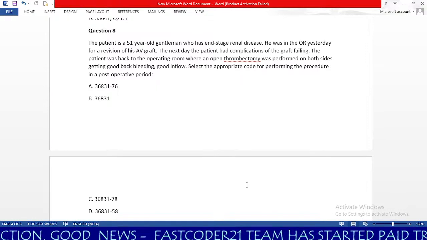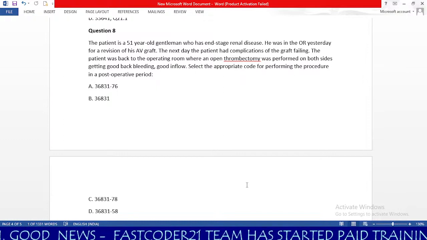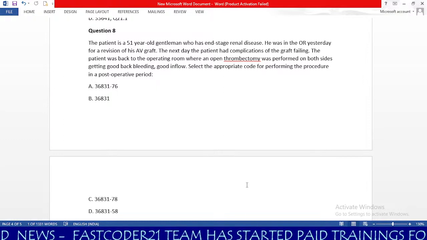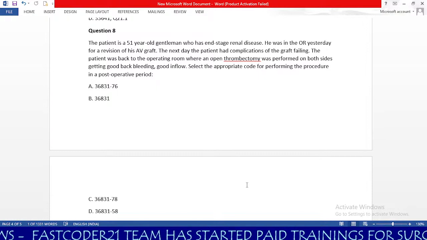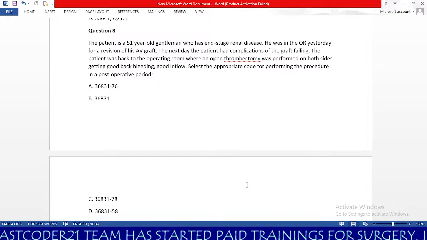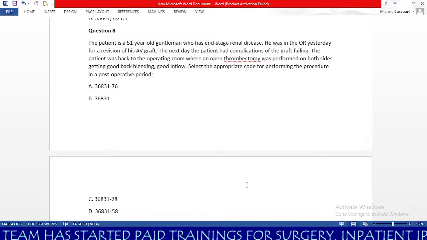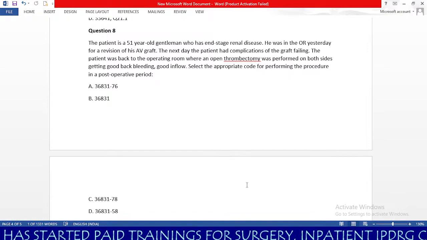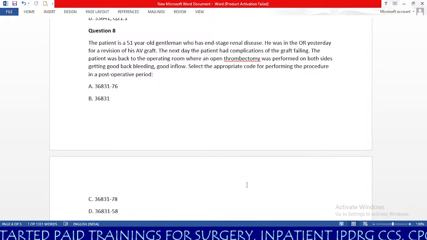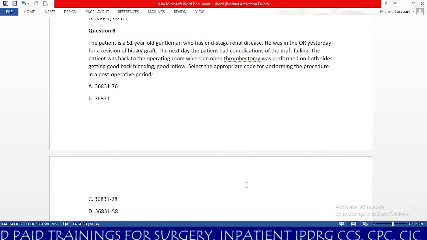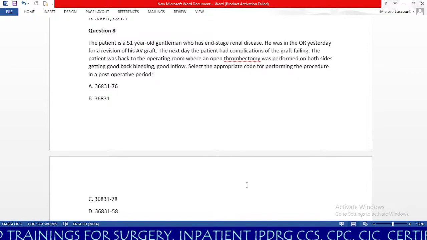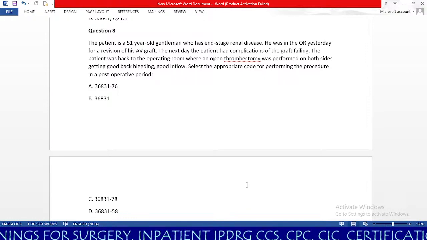The patient is a 51-year-old gentleman who has had end-stage renal disease. He was in the OR yesterday for a revision of his AV graft. The next day the patient has complications of the graft failing. The patient was back to the operating room where an open thrombectomy was performed on both sides, getting good back bleeding, good inflow. Select the appropriate code for the procedure.